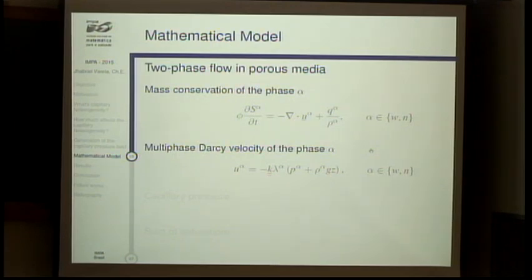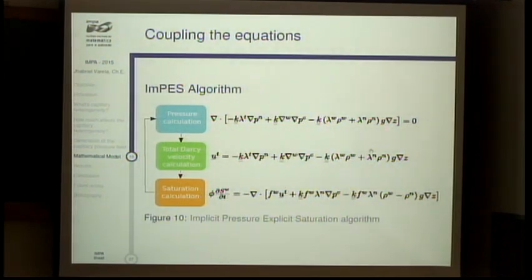Then we have, for the wetting phase and non-wetting phase, of course, the multi-phase Darcy velocity for the CO2 and water, the capillary pressure expression, and the sum of saturation equal to 1. So these 6 equations somehow describe the physical phenomena that we're simulating.